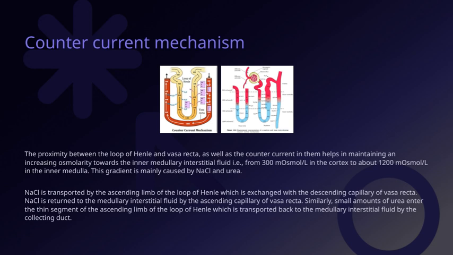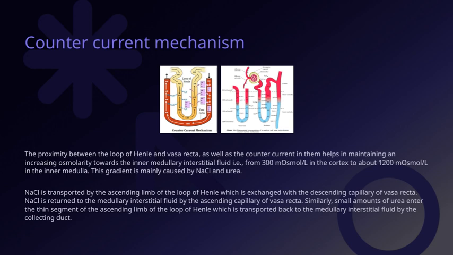Similarly, small amounts of urea enter the thin segment of the ascending limb of the loop of Henle. From there, urea is also transported back into the medullary interstitial fluid through the collecting duct. This close anatomical relationship between the loop of Henle and the vasa recta, along with the countercurrent flow, is essential. It helps sustain an increasing osmolarity as you move from the cortex, which has about 300 milliosmoles per liter, towards the inner medulla, where it reaches approximately 1,200 milliosmoles per liter.